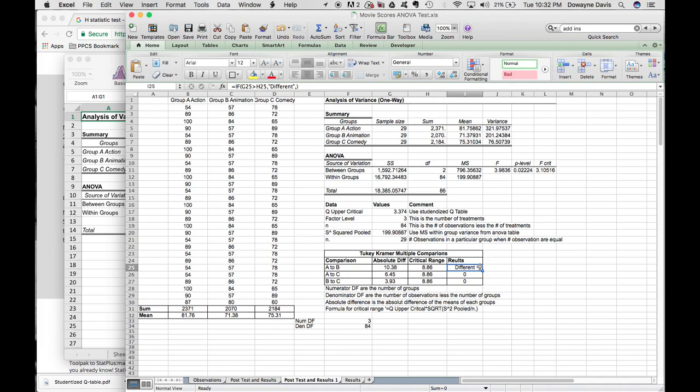This is how you conduct an ANOVA test and a post hoc test to find which group in your ANOVA test has a statistically significant difference in variance.